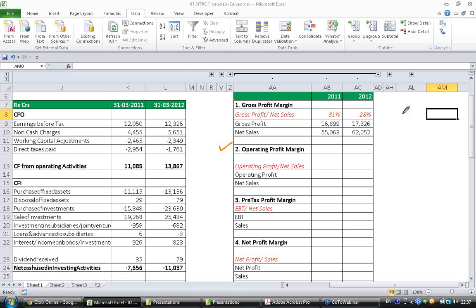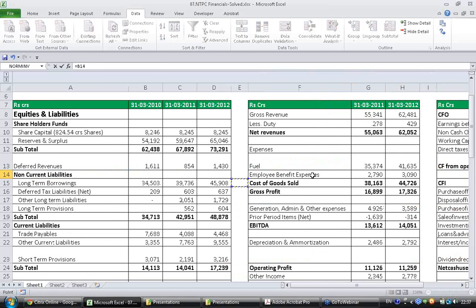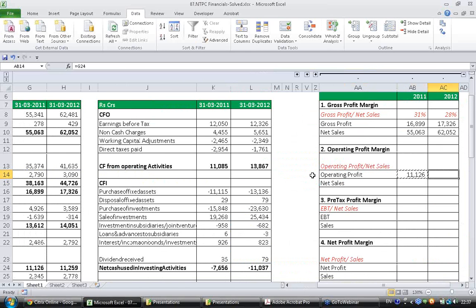So higher the saving, better it is, and hence in this case also we would ideally want to have higher operating profit. So higher the number, better it is. Let's go ahead and calculate this number. Operating profit is here and net sales is here, already we have taken it.